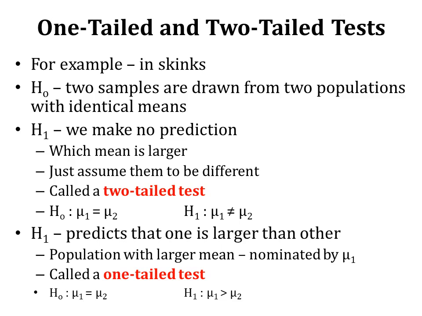So two-tailed test means that we are just assuming them to be different. We are not predicting that one specific sample is going to be greater. But in this case, we are nominating one specific sample to be greater than the other. So this is the simple definition of a one-tailed and a two-tailed test.